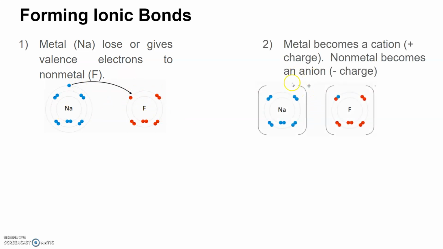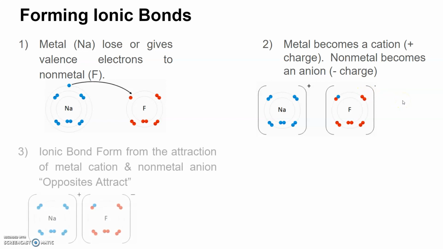Now, when it does that, the metal, since it's lost an electron, becomes a cation. It becomes positively charged. And the nonmetal, fluorine, since it gained an electron, becomes an anion, or negatively charged. Now, because opposites attract, according to the laws of physics, the positive cation and the negative anion are going to want to hang out, sort of like how two magnets of opposite poles come together.